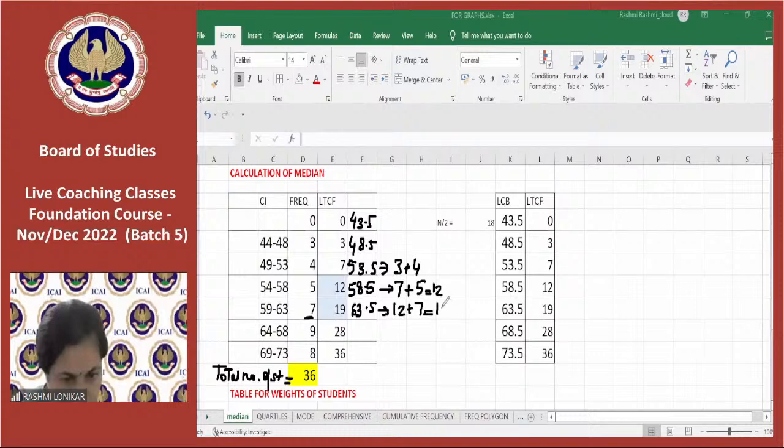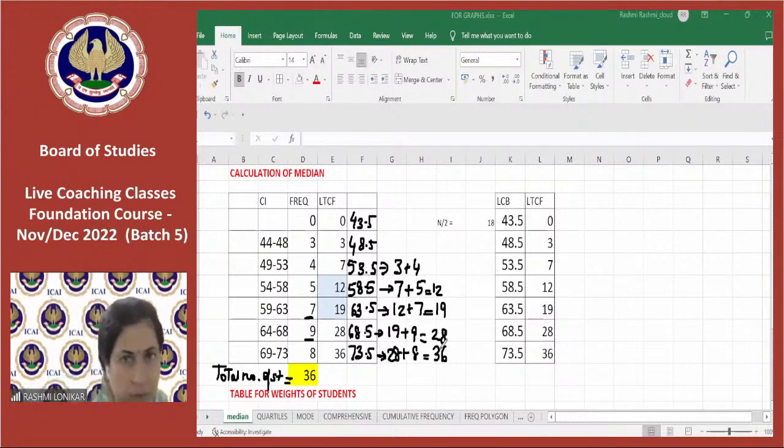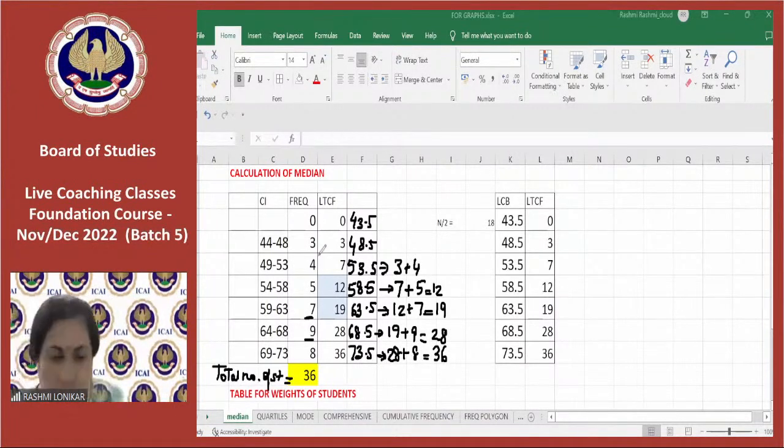So this is 19. How many students with weight less than 68.5? That is 19 plus this 9, so this is 28. And how many students are there whose weight is less than 73.5? These 28 students plus the remaining 8 students, which is 36. That is, the whole class has weight less than 73.5. Okay. So I have put this over here: the class boundary and the less than cumulative frequency.